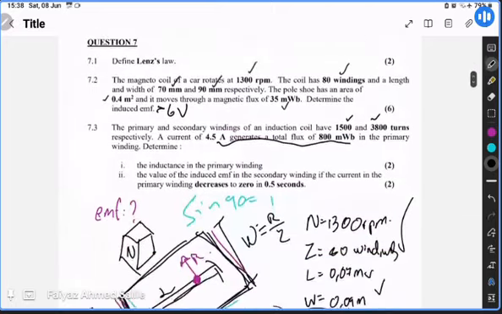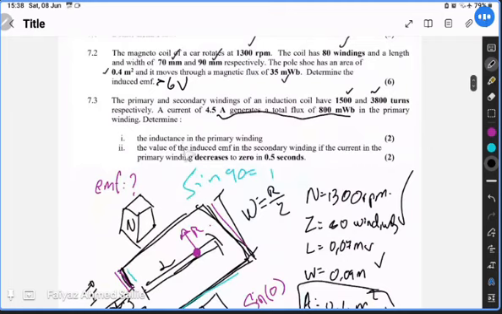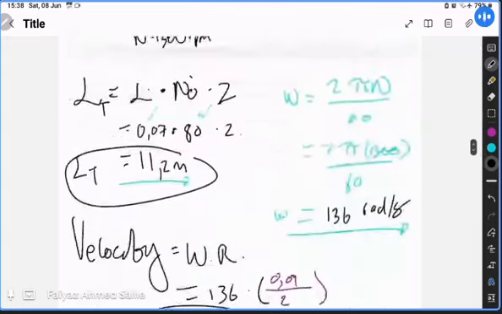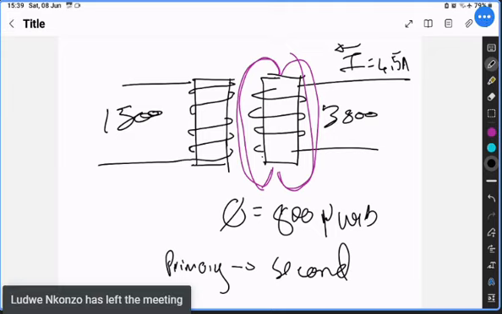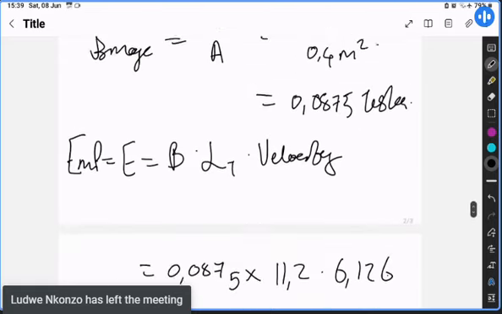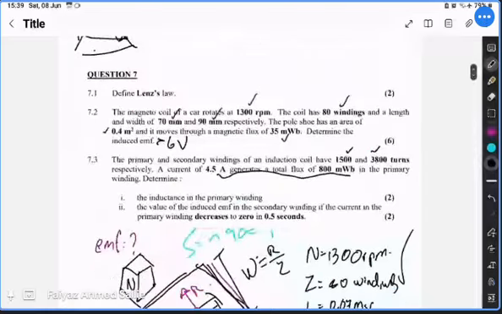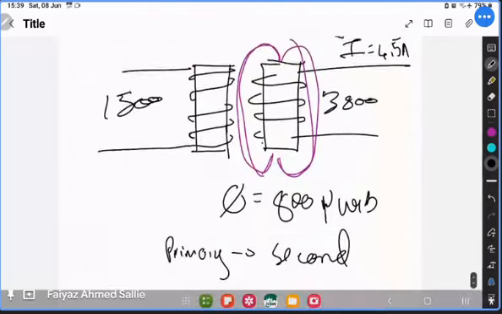Let's go to the question. Question says the induced in the primary winding. So you're going to have a primary and a secondary. So the primary is going to send to the secondary, right? So once the primary sends to the secondary, we're going to have to find the first question. What was the question? The inductance in the primary winding.